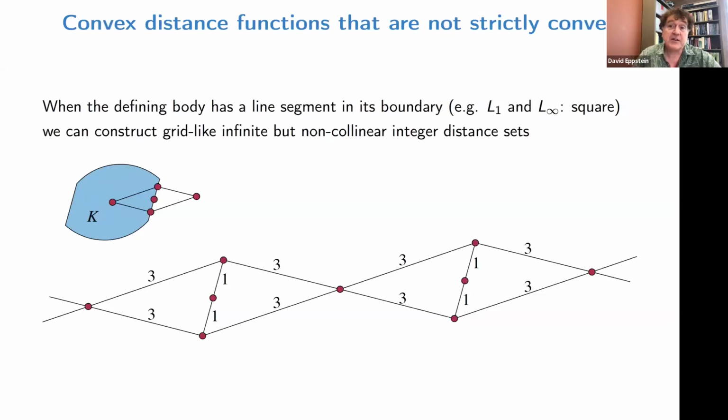If you have a convex distance function that is not strictly convex, if it has a line segment in its boundary, then we can construct systems of infinitely many points at integer distances that don't look like they're all on a line and are not. So this is kind of an if and only if condition. If you're looking at a convex distance function, it obeys the Erdős–Anning theorem if and only if it's a strictly convex distance function.